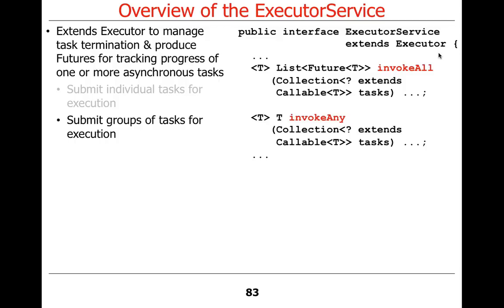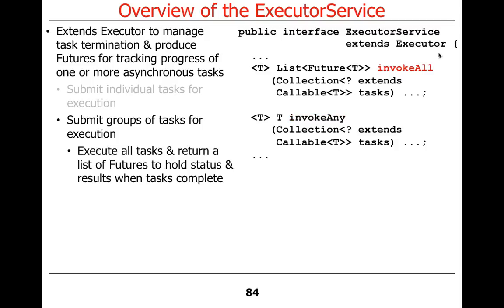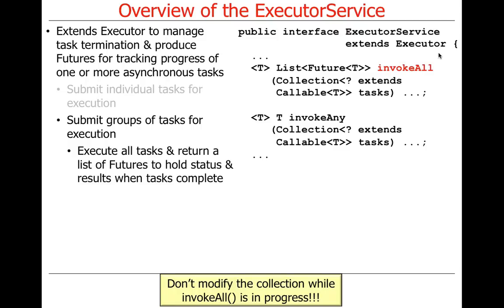There are also some really cool methods that allow you to do group operations. So there are methods called invokeAll, a couple of different methods called invokeAll. This allows you to go ahead and run all the methods in a collection. A collection would be like a list or something like that. It runs the methods of all the items in this collection, and it then returns a list of futures.